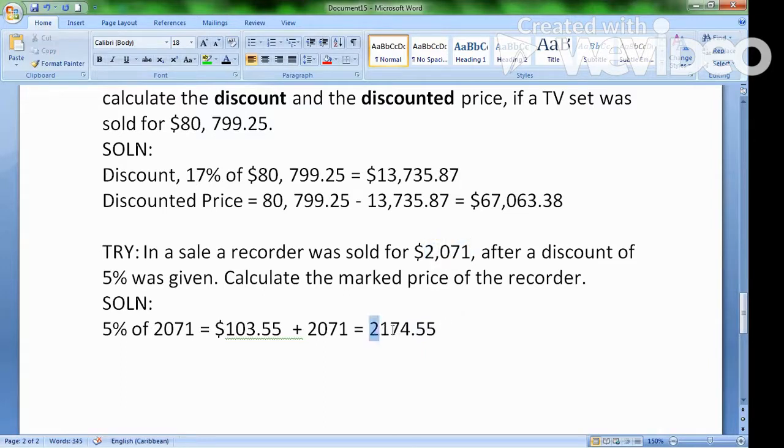So you're saying this was the original price. If I find 5% of this and subtract whatever I get from 2,174, I should get 2,071. All right, let me try that. 5 divided by 100 multiplied by 2174.55. I get 108.72. Subtract that from 2,174.55, I get $2,065.82. So I'm off by $6 and some cents. Anybody else get something different?